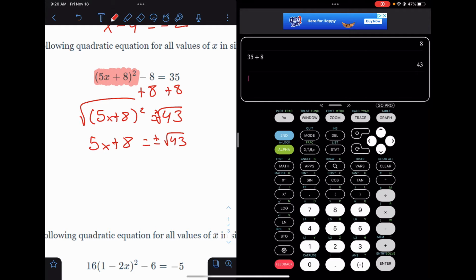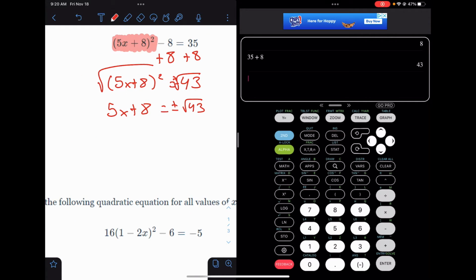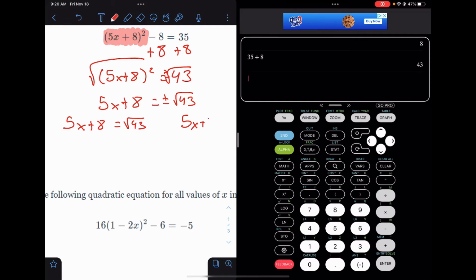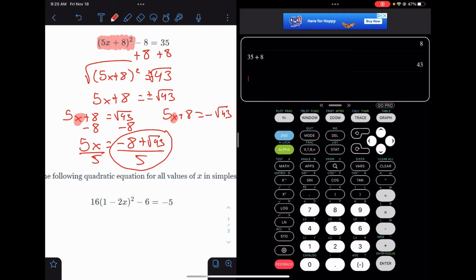And then at this point, what we can do is split it into two equations, all right? We're going to say 5x plus 8 equals positive root 43, and 5x plus 8 equals negative root 43. Okay, and then now we just need to get x by itself. So we're going to subtract 8, and we get 5x equals negative 8 plus root 43, and then we divide by 5. So this is one of our solutions, which is negative 8 plus root 43 over 5.